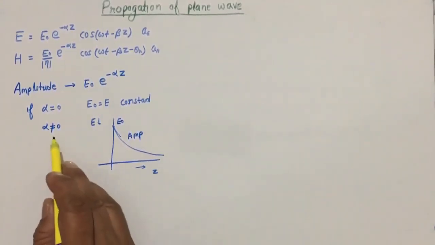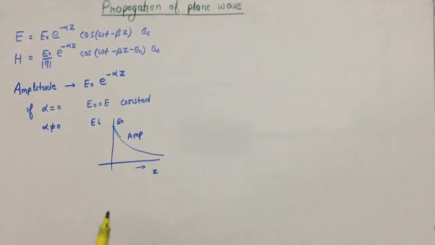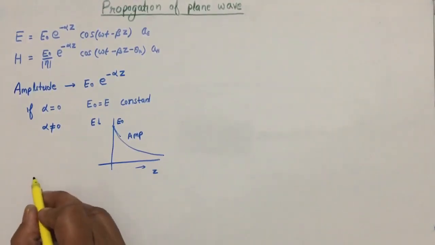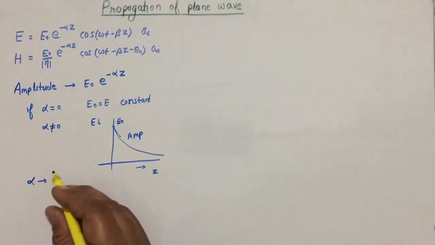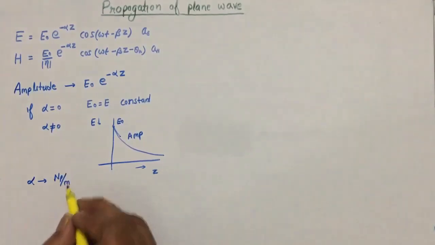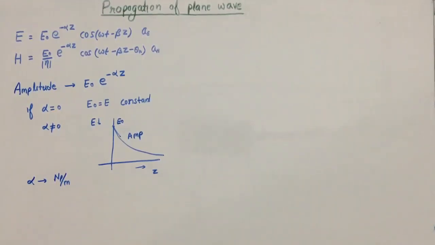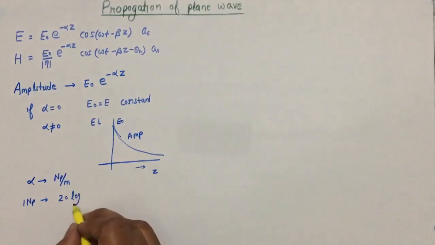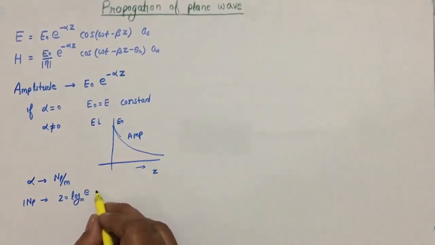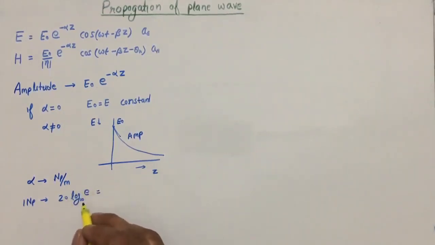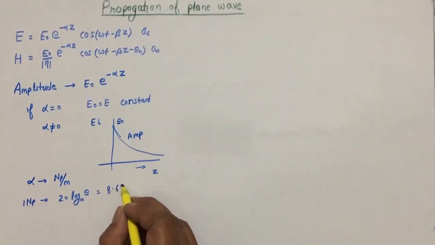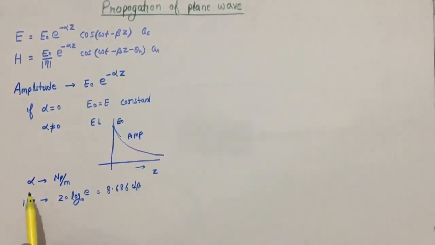That is why alpha is known as the attenuation constant or attenuation factor of the medium. The unit of alpha is Neper per meter. NP is nothing but Neper. Neper per meter, and it is also represented in decibel. That is, 1 Neper is equal to 20 log e base 10 decibel. So if we solve this, then it will be 8.686 decibel. So the unit of alpha is Neper per meter or decibel.